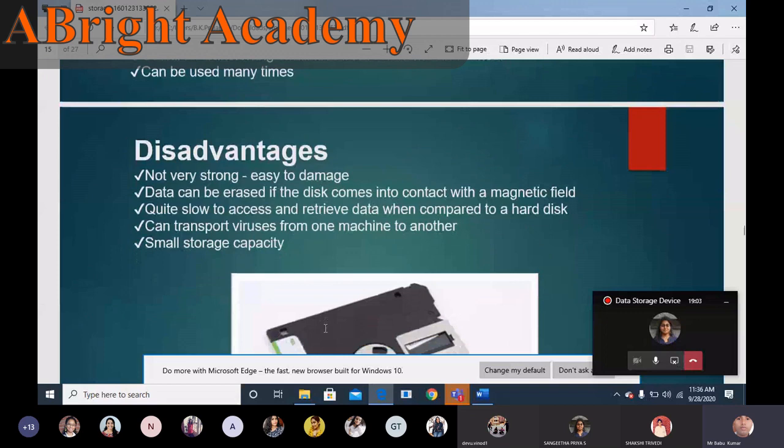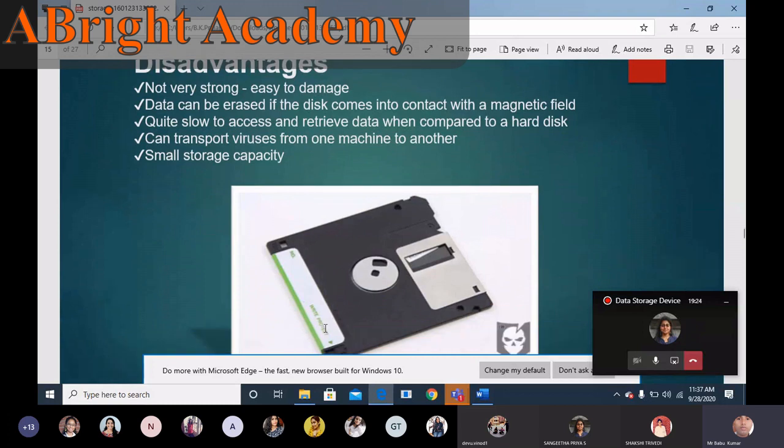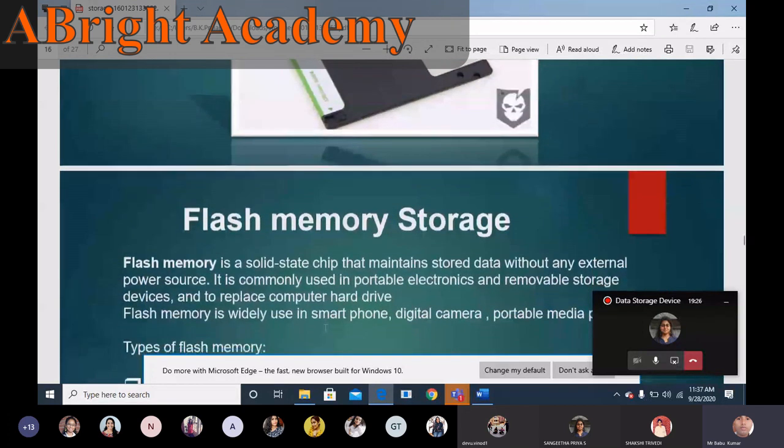But some disadvantages of floppy disk: not very strong, easy to damage. Data can be erased if the disk comes into contact with a magnetic field. Quite slow to access and retrieve data when compared to a hard disk. Can transport viruses from one machine to another. Small storage capacity. These are the drawbacks.